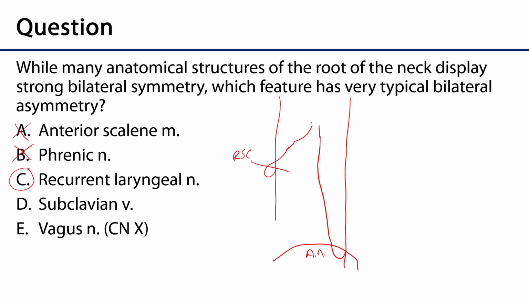Subclavian veins, they're both relatively bilaterally symmetrical. Vagus nerves, both relatively bilaterally symmetrical. So I think we have strong support for our recurrent laryngeal nerves being the most asymmetrical of the structures at the root of the neck. The other, which we can think of as a possible answer, would be the brachiocephalic trunk in terms of branches from the arch of the aorta. But thankfully, that wasn't an answer here.